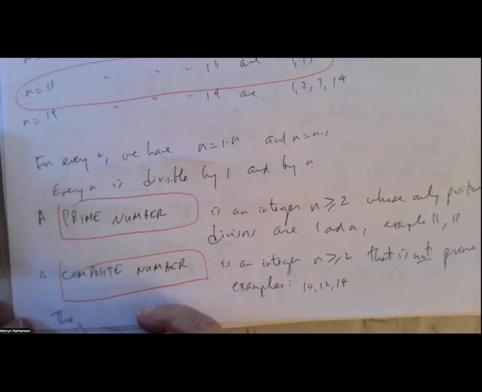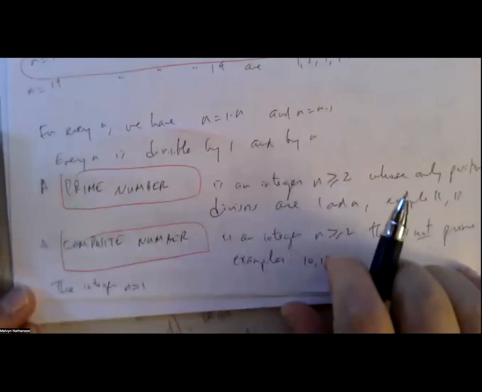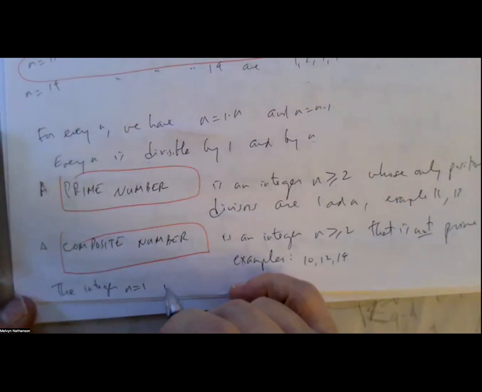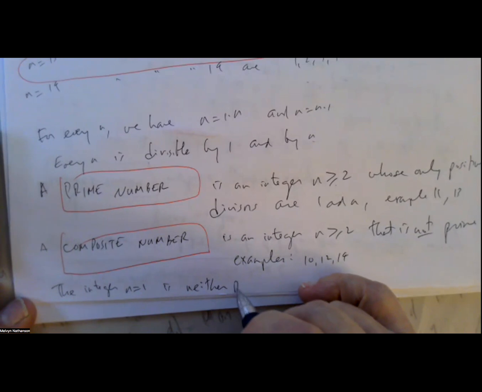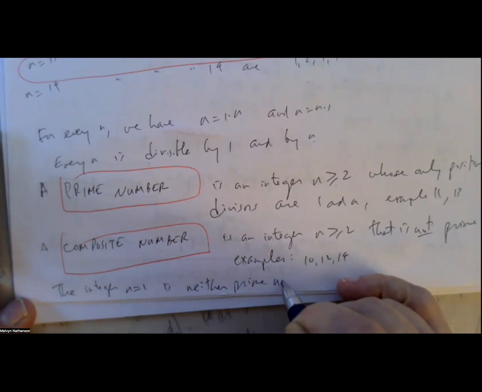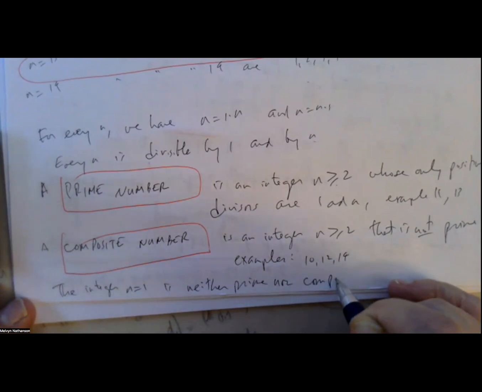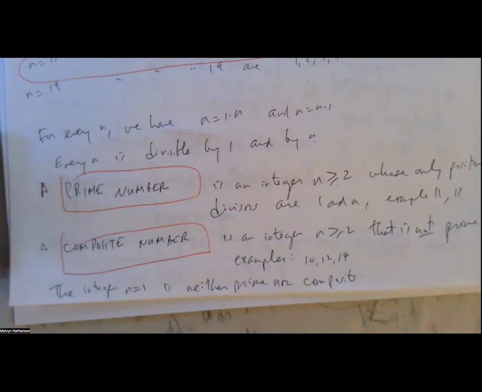What about n equal 1? The integer n equal to 1 is just n equal to 1. So this is neither prime nor composite. So what is it? It's 1. Okay.